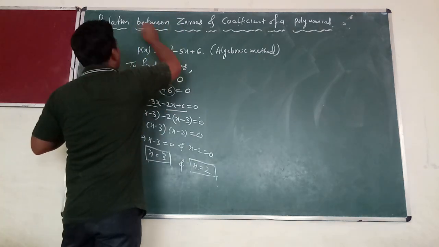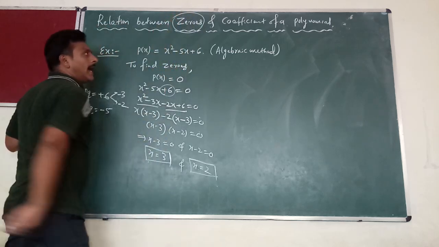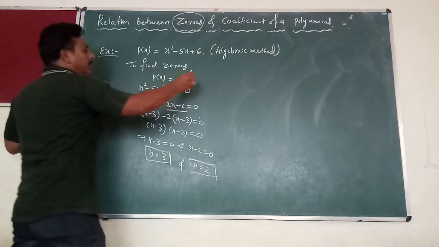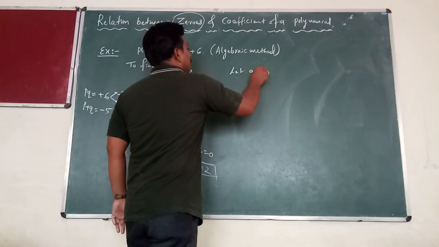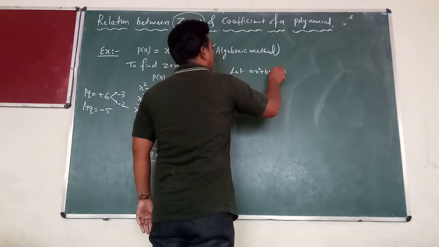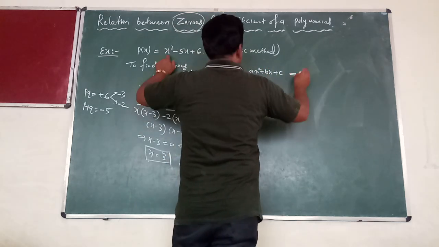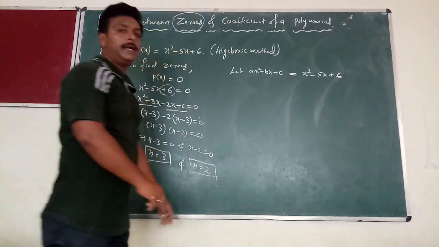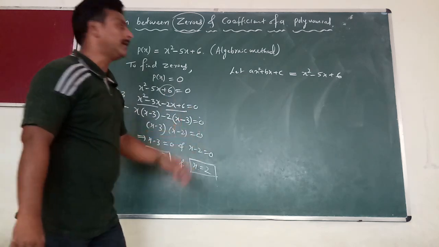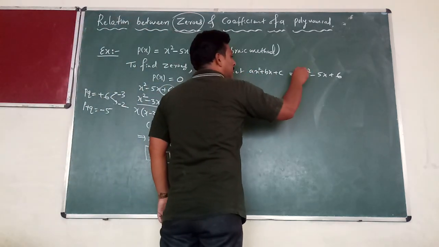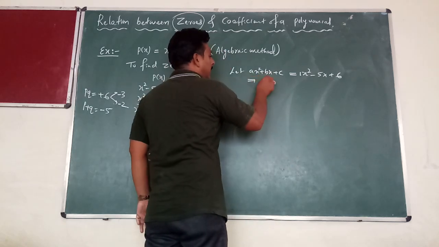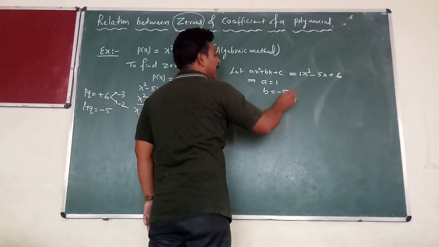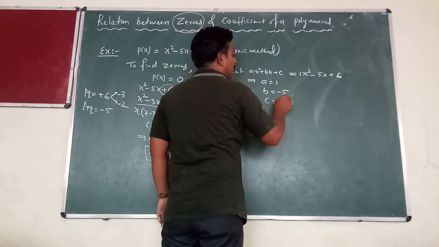These are the zeros of the polynomial, and now the coefficients of the given polynomial. Coefficients of the given polynomial means compare it with ax square plus bx plus c. This is compared with the given equation x square minus 5x plus 6. Compare it, then you will get what a is, what b is, what c is. The coefficient of x square is nothing, so 1. So compare and write a is equal to 1. Next b is equal to minus 5. Next c is equal to plus 6.